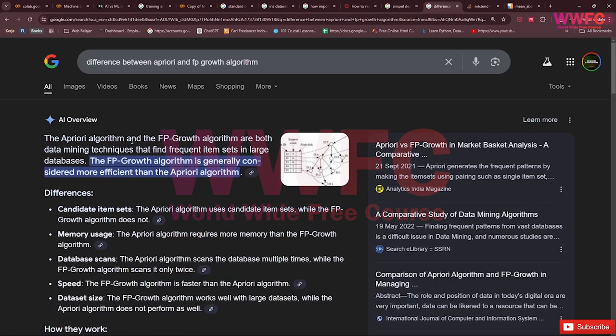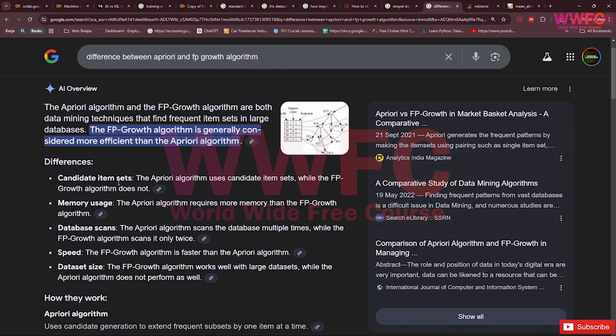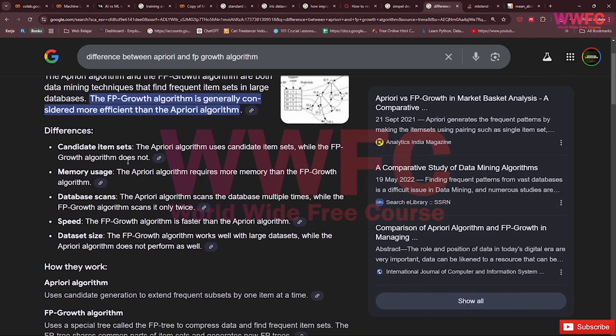So the Apriori algorithm and the FPGrowth algorithm are both data mining techniques that find frequent item sets in large databases. The FPGrowth algorithm is generally considered more efficient than the Apriori algorithm. Candidate item sets: the difference is the Apriori algorithm uses candidate item sets, while the FPGrowth algorithm does not. Memory usage: the Apriori algorithm requires more memory than FPGrowth. Database scan: the Apriori scans the database multiple times, while the FPGrowth scans it only twice.